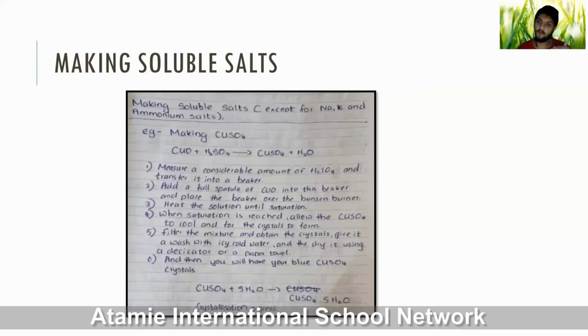To get rid of all those traces of water, we dry it. The perfect way to do it is using a desiccator, which is like an oven where you're able to get rid of the water. But if you don't have the luxury of doing that, you can use a paper towel and wipe off all the traces of moisture on the crystals of copper sulfate. Copper sulfate has a very distinguished color, which is blue. So you will see the blue color, and that's the way you gain the copper sulfate salt crystals.